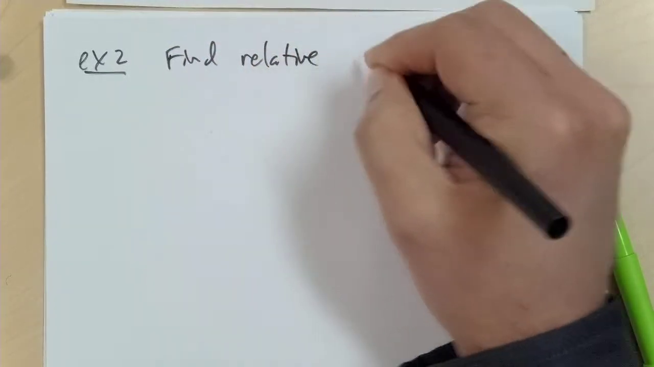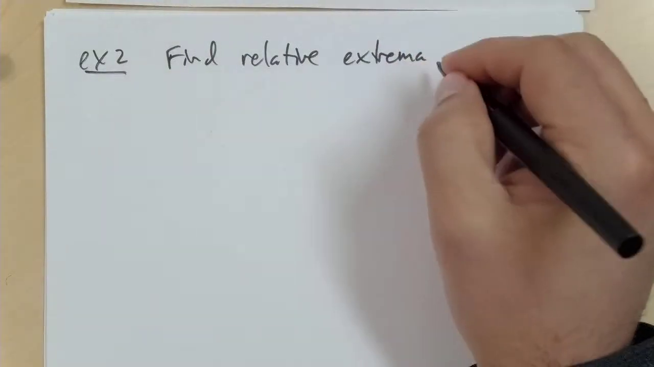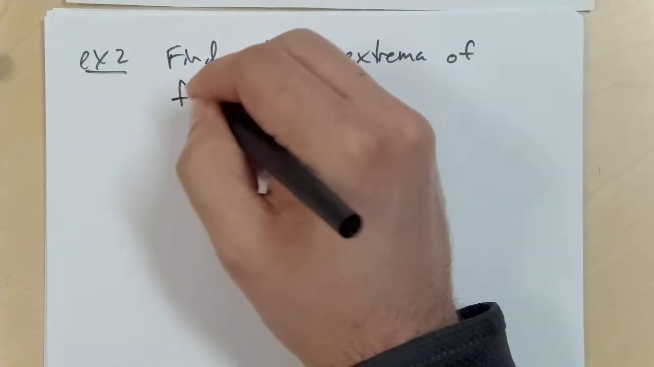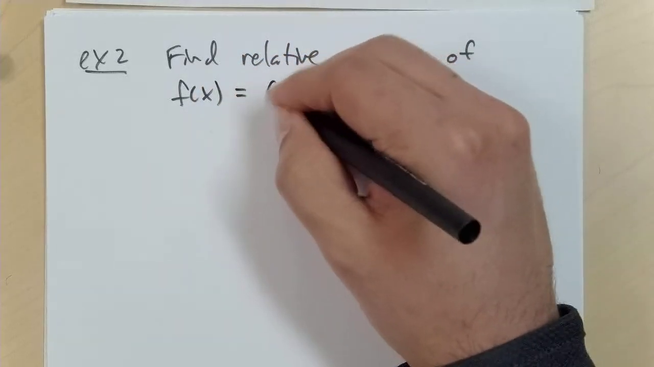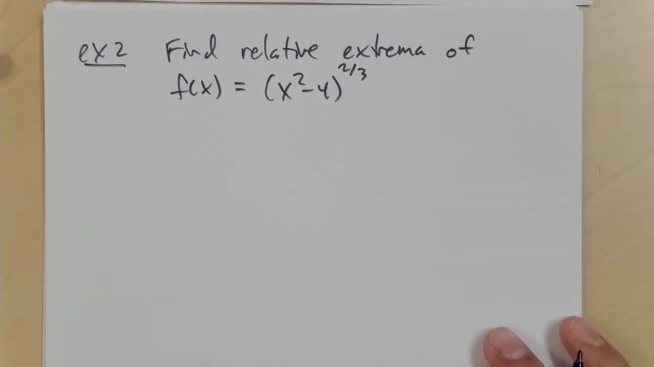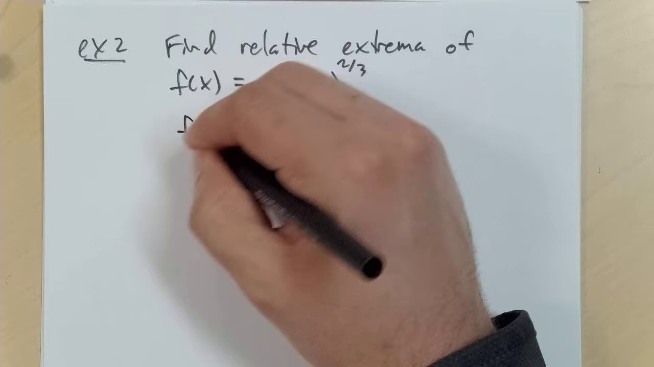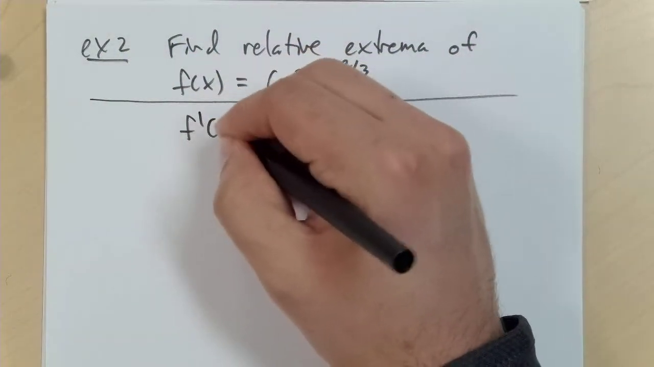Find relative extrema of f of x equals x squared minus 4 to the 2/3. Okay, so now we're just going to go for it. So here's the solution. Take the derivative.